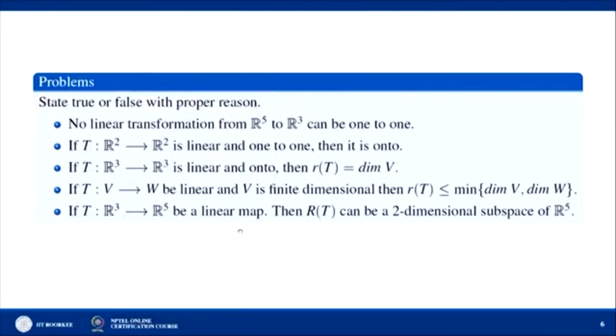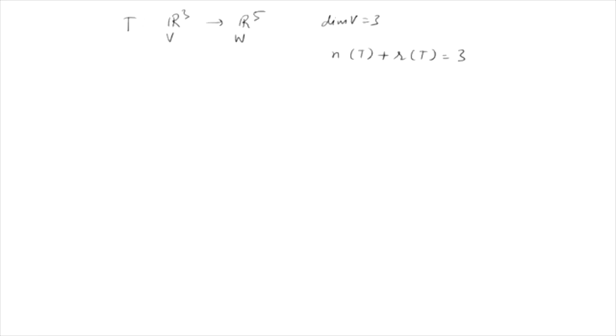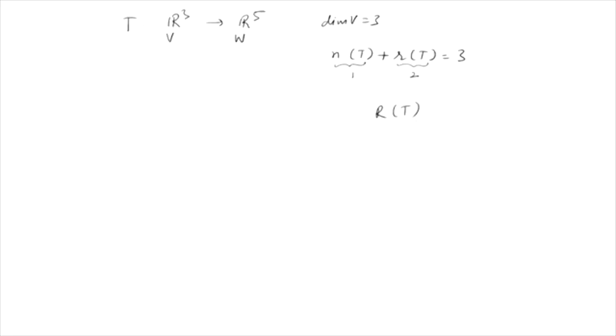Okay. The last one is, if T from R3 to R5 is a linear map, then the range of T can be a two dimensional subspace of R5. So, let us see. Here T is from R3 to R5. So, it is V, it is W. So, the dimension of V is 3. Now, nullity of T plus rank of T is equal to the dimension of V, which is 3. Okay. So, we have to see whether there exists a range of T that is 2 dimensional. So, yes, there exists. If it is 2 and nullity is 1, for some T, then 1 plus 2 is 3. Yes, there exists. But there cannot exist a range of T of more than 3 dimensions, a subspace of R5 of more than 3 dimensions, because the sum must be 3.